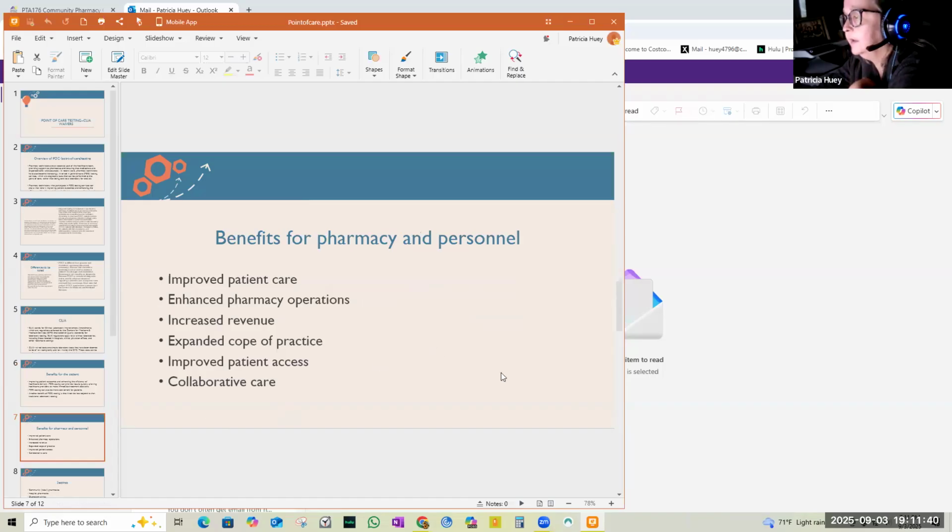These are some benefits for a pharmacy and the personnel there, so that might be the pharmacy tech or pharmacist, which is improved patient care. We're enhancing our pharmacy operations. We're increasing revenue. We're expanding our scope of practice, improved patient access, and we're collaborating care with the provider's office because we can send that information over to the provider. So if somebody came in and they had a rapid strep throat test and it was positive, we could communicate that over to the doctor's office and say, the rapid strep test shows a positive response.